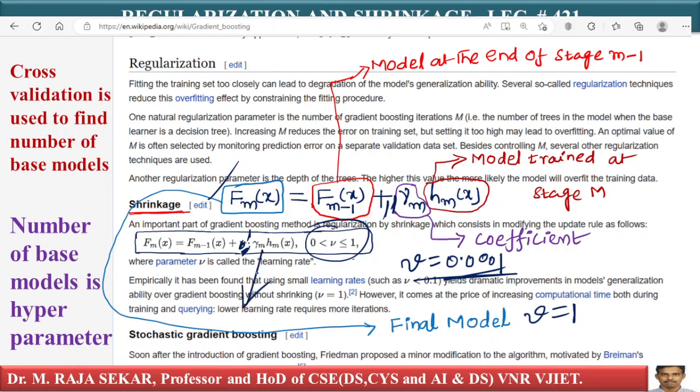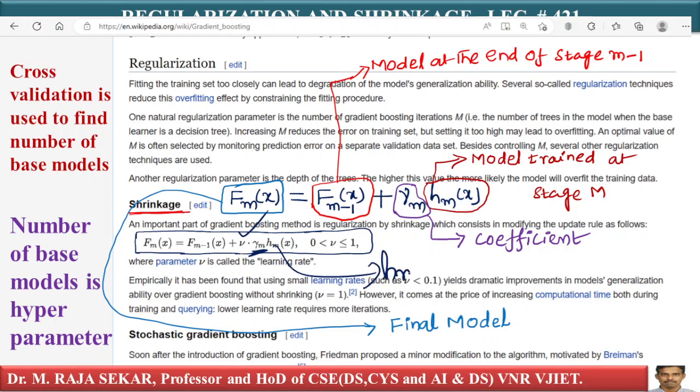I find gamma m by solving a small optimization problem. And what I am saying is that I will reduce gamma m by the constant nu, isn't it? Now, if nu is very small, what I am saying literally is that I am going to give less weightage to this model Hm of x. If nu is very small, I am giving less weightage to the model Hm of x.